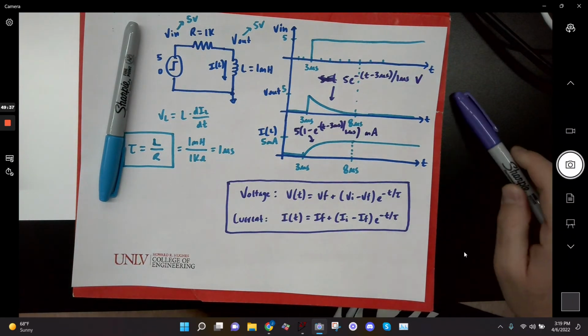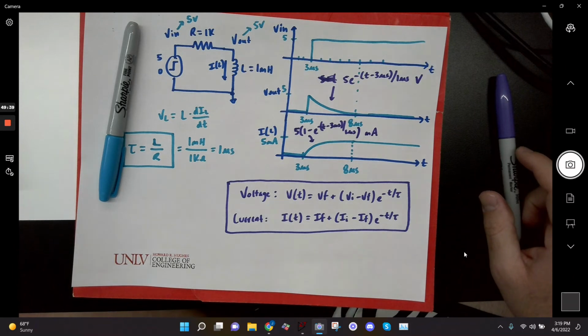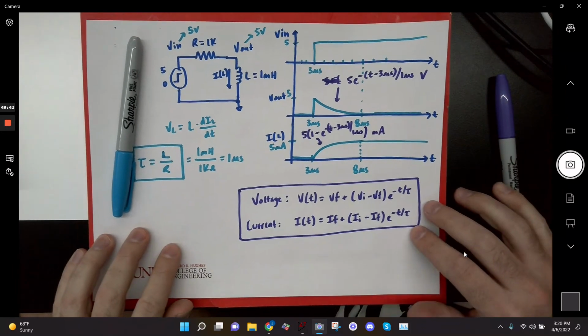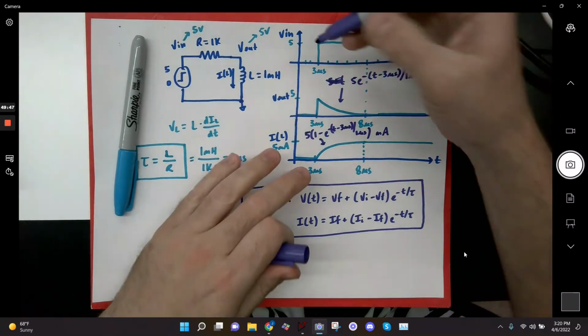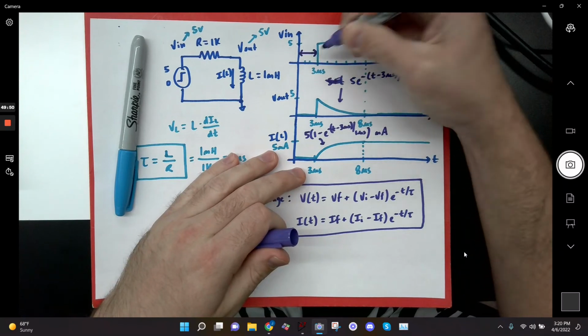Everybody see that? Any questions? No questions about this? Where did we get the 3 microseconds that we're subtracting from t? It's this initial shift where nothing's happening.